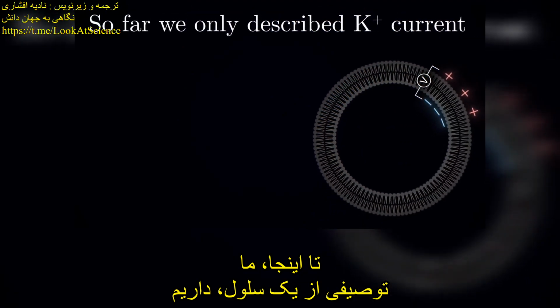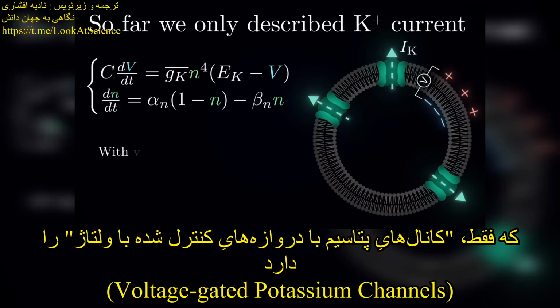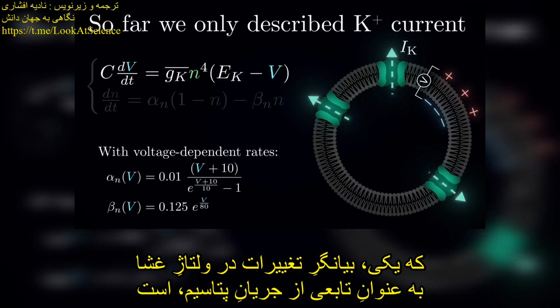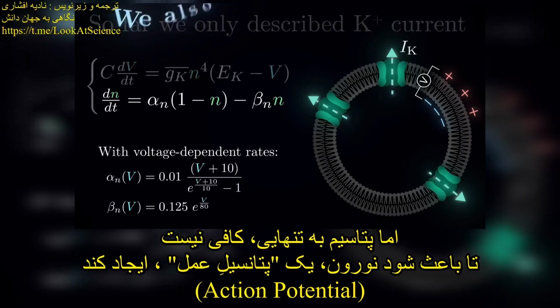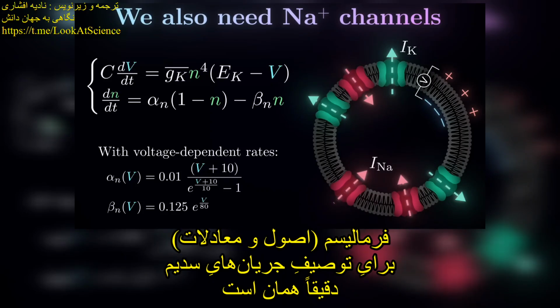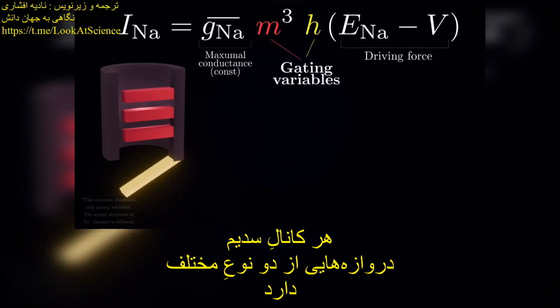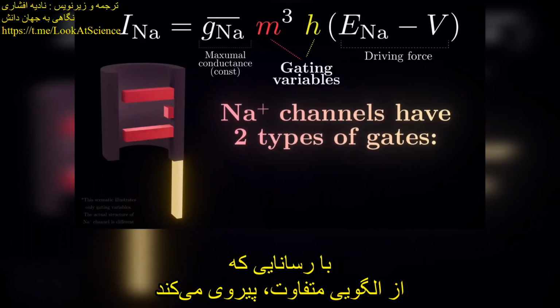So far, we have a description of a cell that only contains voltage-gated potassium channels, with the following 2 differential equations. One expressing changes in the membrane voltage as a function of potassium current, and one for potassium conductance as a function of membrane voltage. But potassium alone is not enough to make a neuron generate an action potential. The formalism for describing sodium currents is exactly the same, but instead of 4 identical gates, each sodium channel has gates of 2 different kinds, with the conductance following a different pattern.